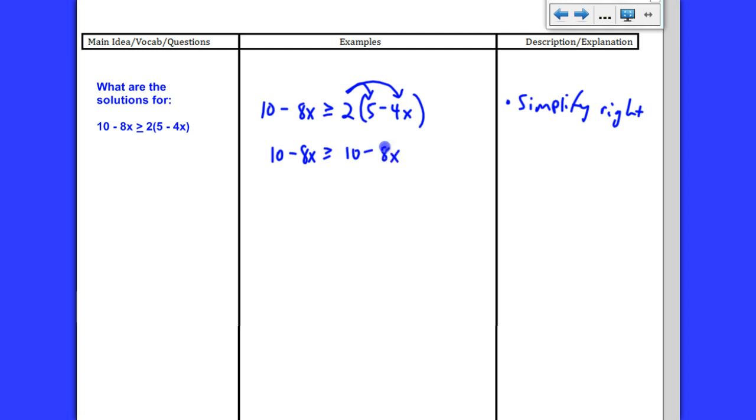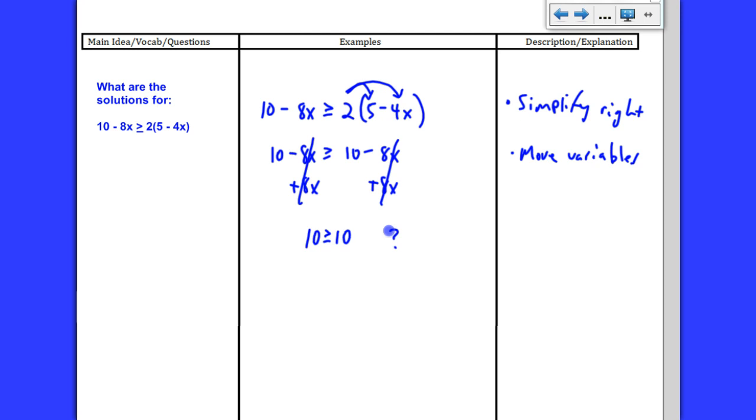Now you might notice something looks a little bit fishy here, but let's just pretend we don't notice that and keep going. Now move the variables to the same side, just like we did in the previous question on the last video. We're going to get rid of this negative 8x, so I'm going to add 8x here. And then you see negative 8 plus 8 is 0. So you end up with 10 is greater than or equal to 10.